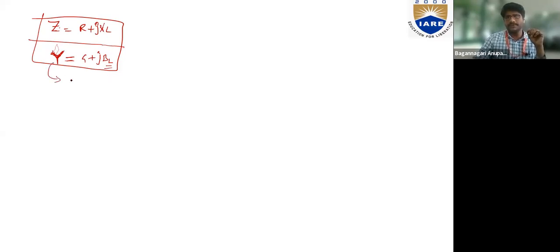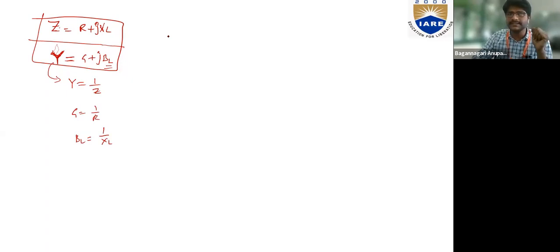Impedance, reciprocal of impedance. What is Y now? Y is the reciprocal of Z. And what is Z? It is the reciprocal of R. And what is BL? The reciprocal of XL. We can even represent them in two forms, right?